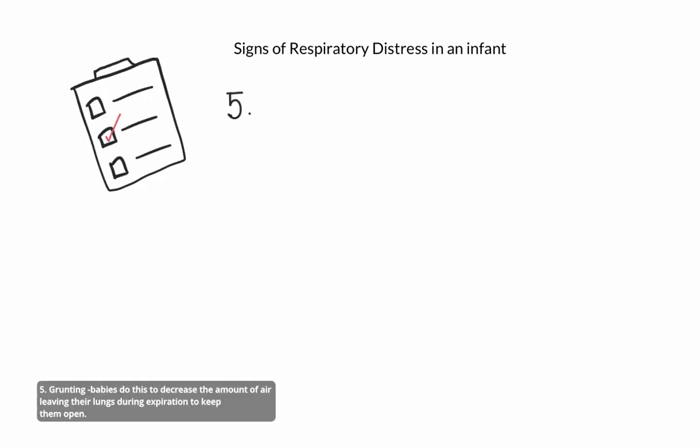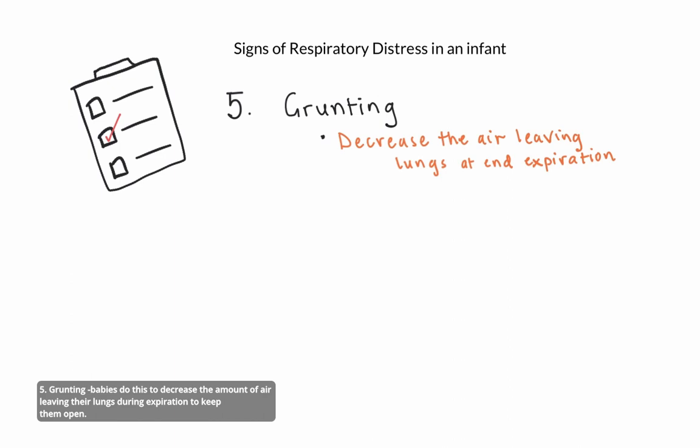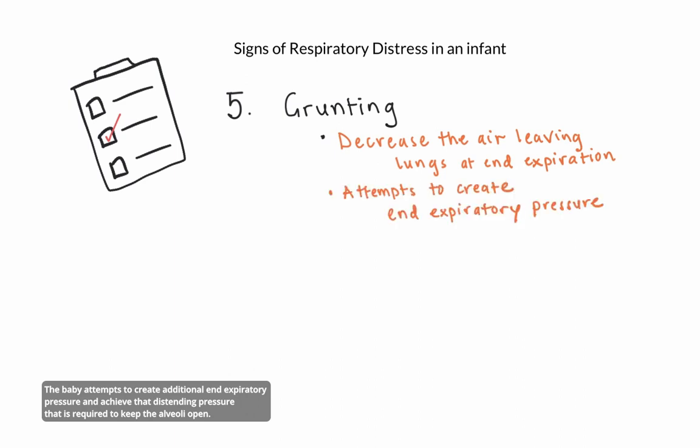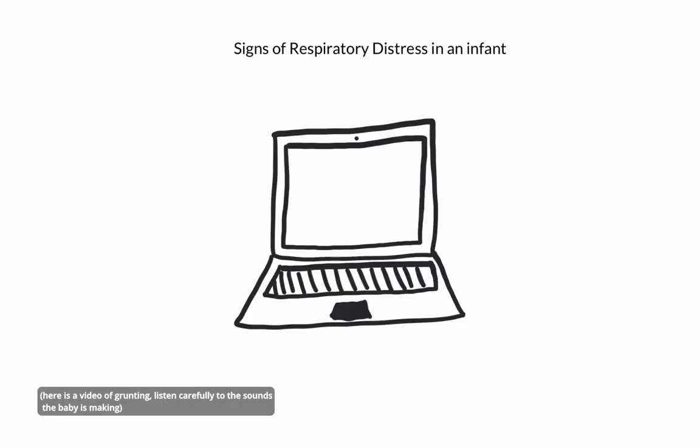5. Grunting. Babies do this to decrease the amount of air leaving their lungs during expiration to keep them open. The baby attempts to create additional end expiratory pressure and achieve that distending pressure that is required to keep the alveoli open. Here is the video of grunting. Listen carefully to the sound the baby is making.